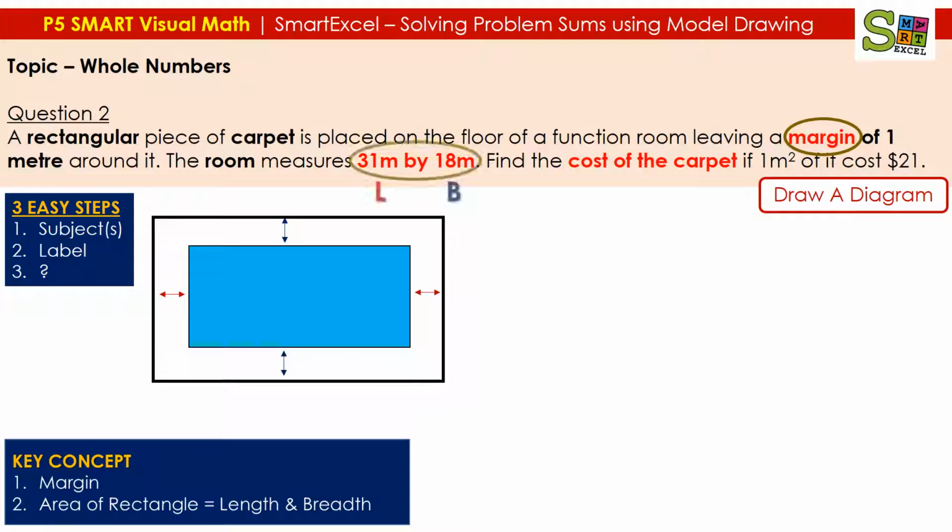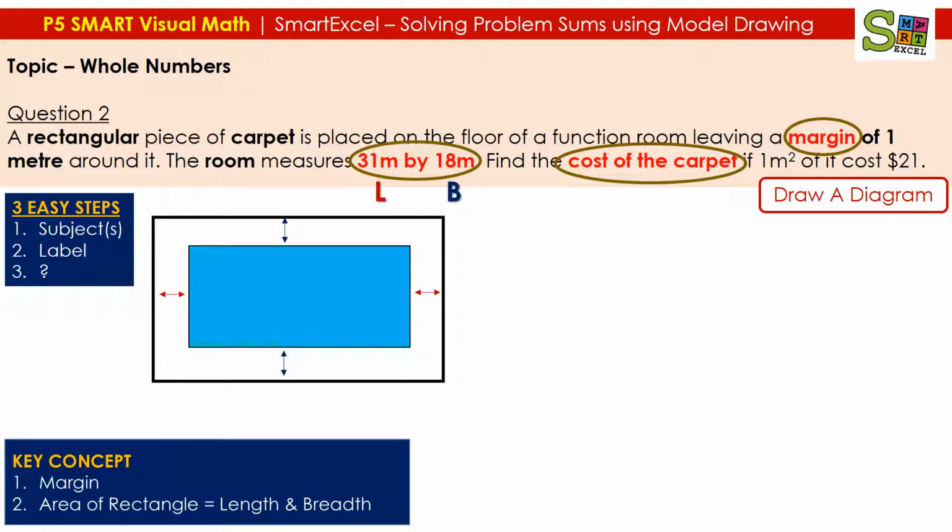The next thing they need to understand is the 31 meter by 18 meter. 31 meters here refers to the length of the room, and the 18 meter refers to the breadth. And they need to know that when they ask for the cost of the carpet, they are actually asking about the area of the carpet. So you need to prompt your child if they don't really get the idea that they are asking for area.